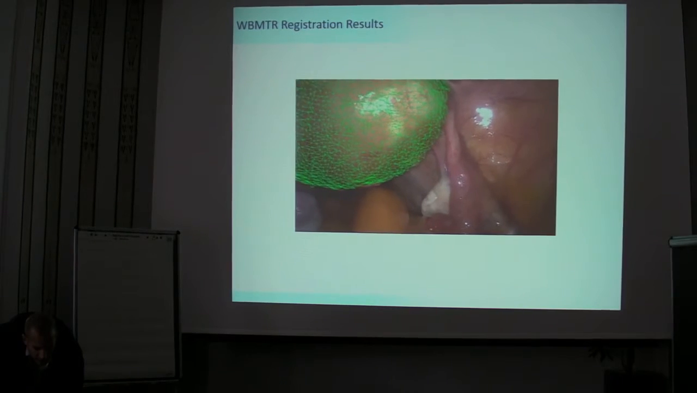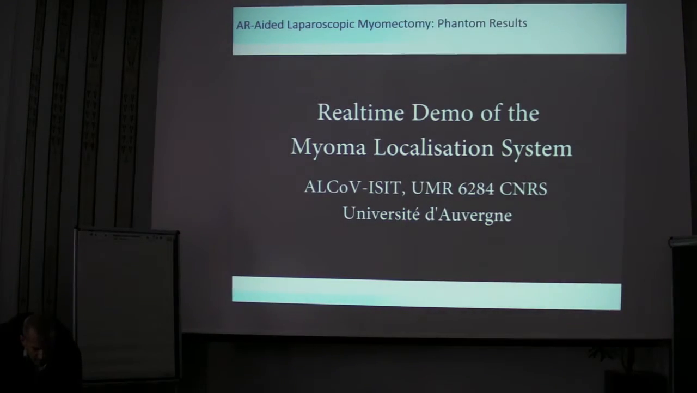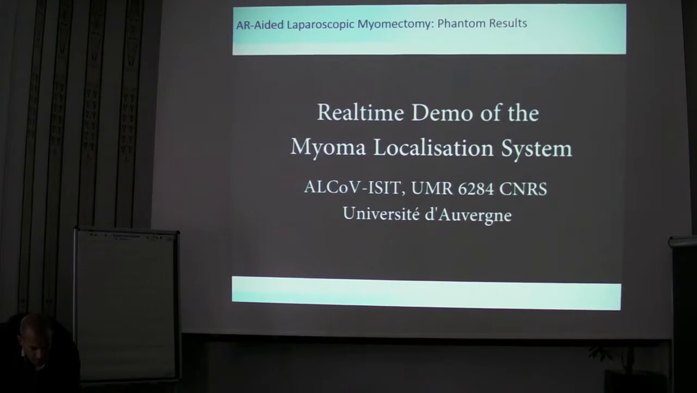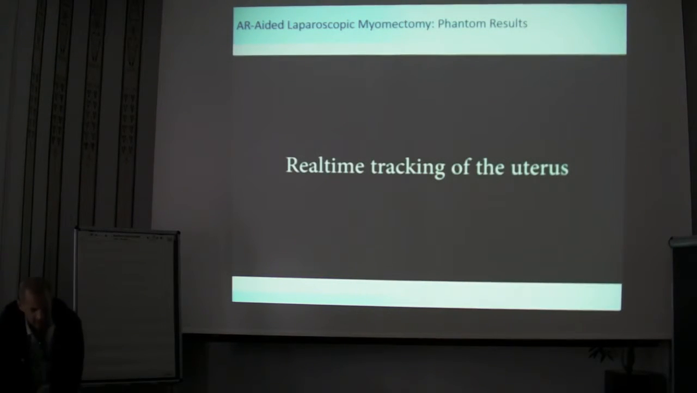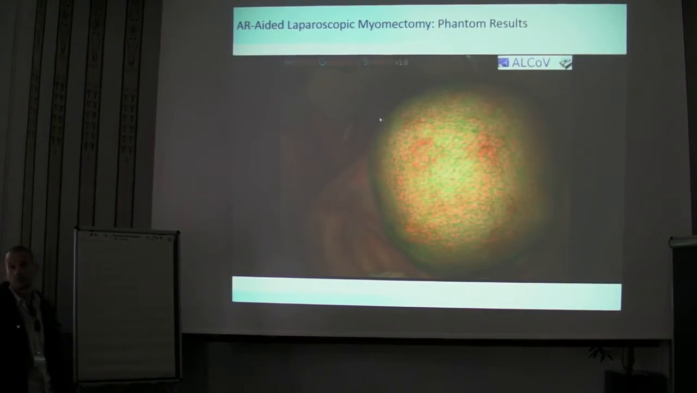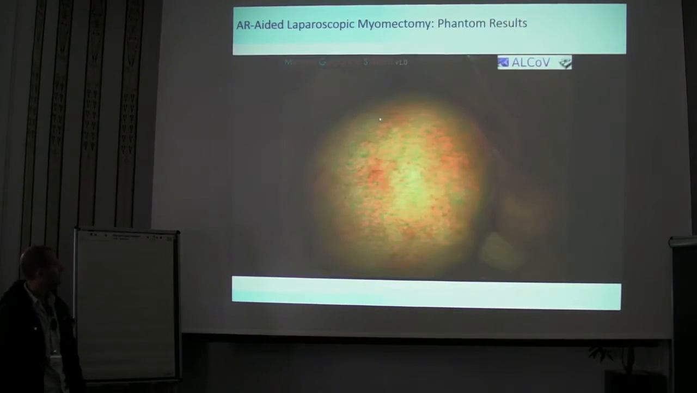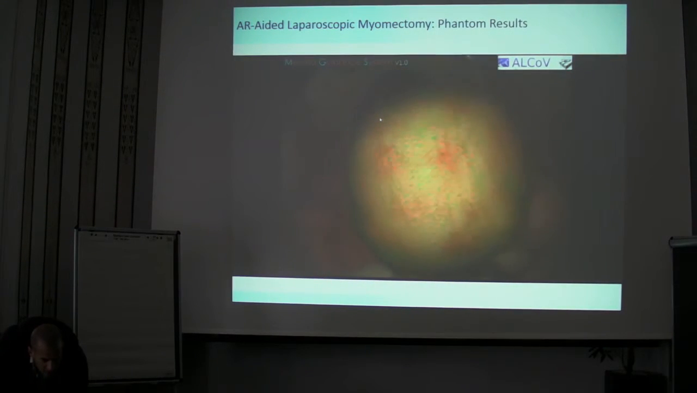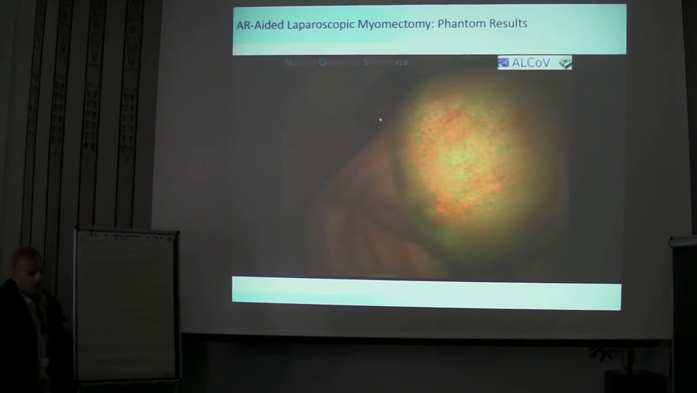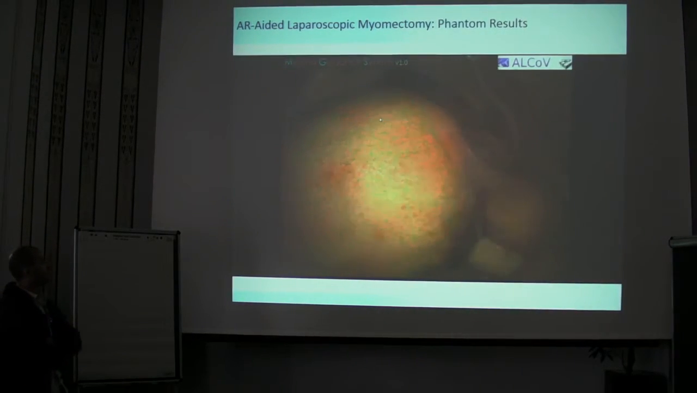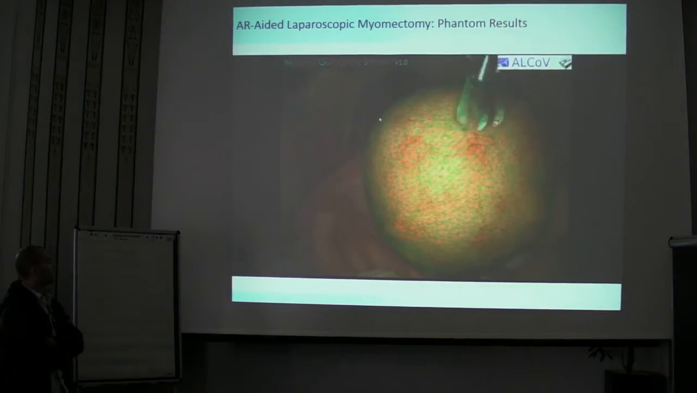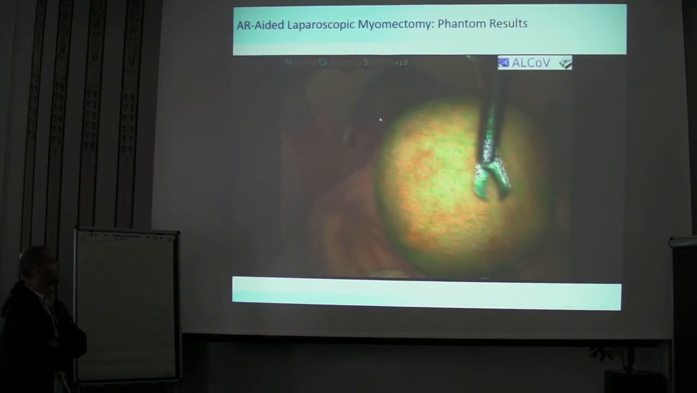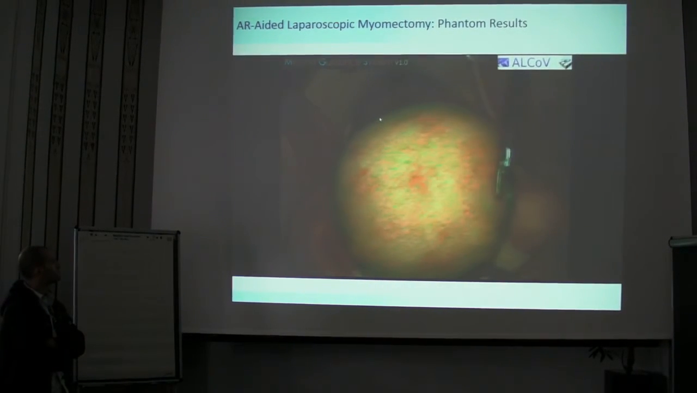Now I'll show an example of augmentation. That's an example that we did on the phantom. We have a very good phantom of the uterus. So that's the tracking part. Maybe I can skip ahead. I can't skip. I can't go faster. So that's the tool which is manipulating the uterus.